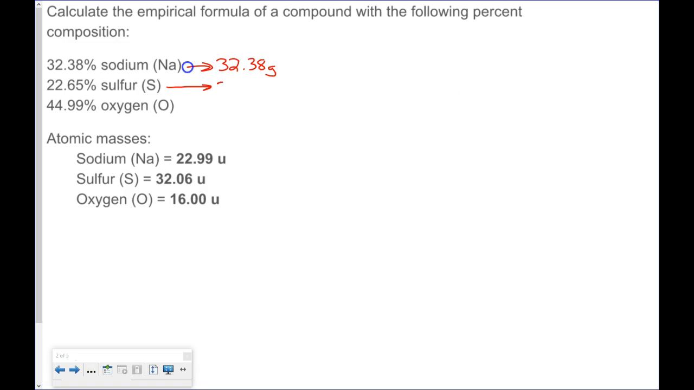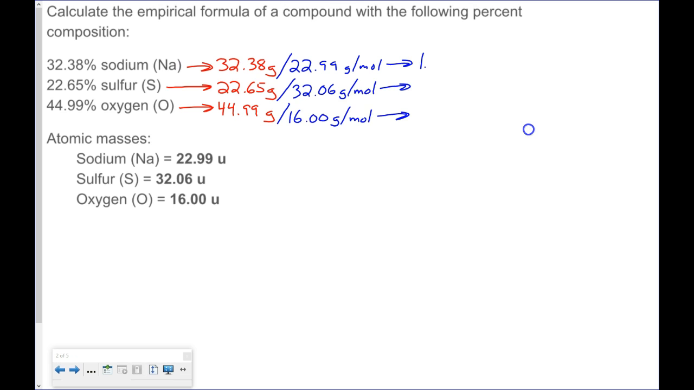All right, same idea here. I have my percentages. I'm going to first convert those into grams and then divide them by their gram molecular mass to figure out what their moles are. So 32.38 divided by this, divided by that, and the end result for each is how many moles of each one I have. I'm going to have 1.41 moles of sodium, 0.71 moles of sulfur, and 2.81 moles of oxygen.